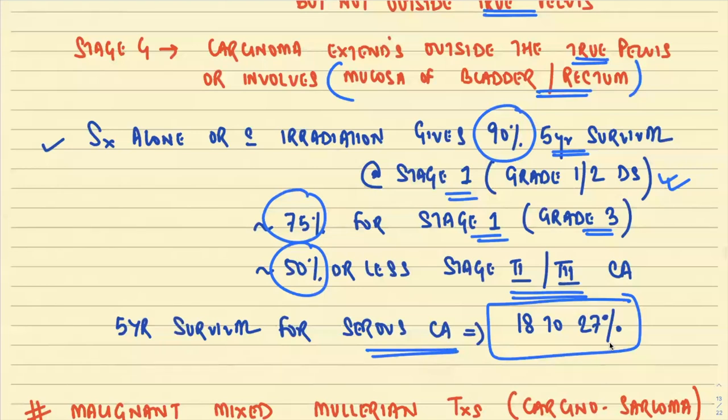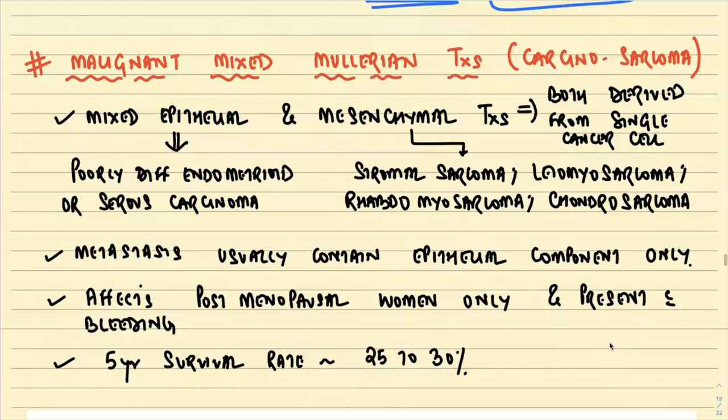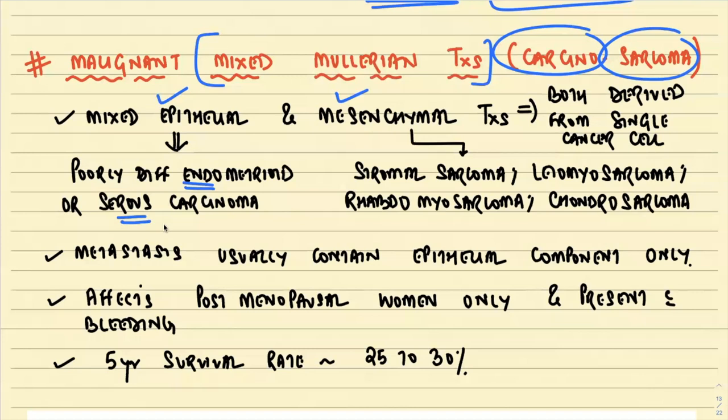So with this, we have completed type 1 and type 2 endometrial, but in case of type 2, we have just completed the serous variety of carcinoma. Looking at another type 2 endometrial carcinoma, a very important exam question is carcinosarcoma. Now over here, you have two elements. It's a mixed tumor. We also call it a mixed Mullerian tumor, a malignant mixed Mullerian tumor. Now it has both an epithelial component and a mesenchymal component. The epithelial component is a poorly differentiated either endometrioid or serous carcinoma. So you can have either a type 1 or type 2 morphology.